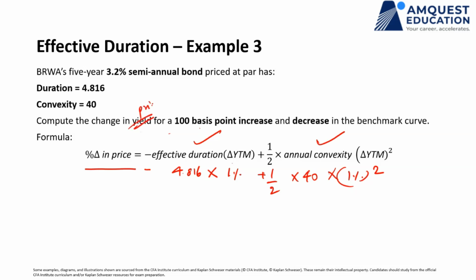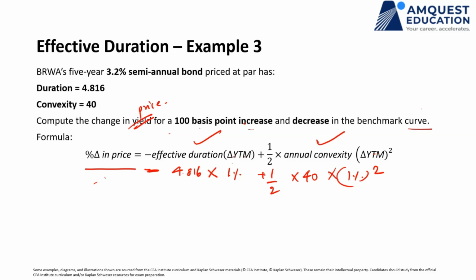This should be the change in price. This will tell you how much is the change in price for a 100 basis point increase or decrease in the benchmark curve. We're assuming if the curve moves by 1%, your yields are also moving by 1%. So it's a simple application of how much will my price increase or decrease if yields increase or decrease by 1%.